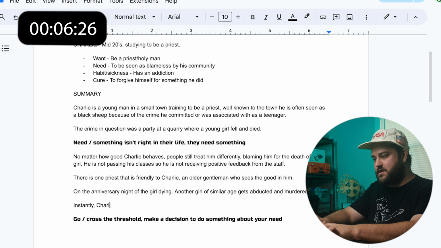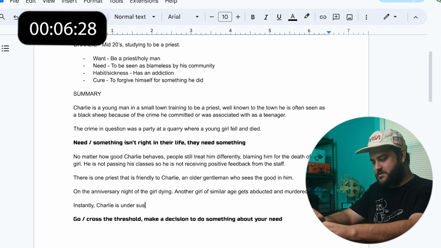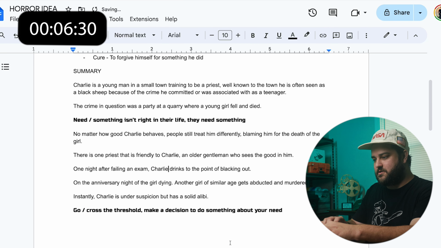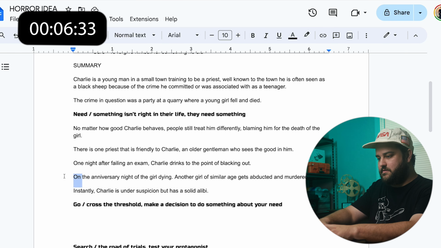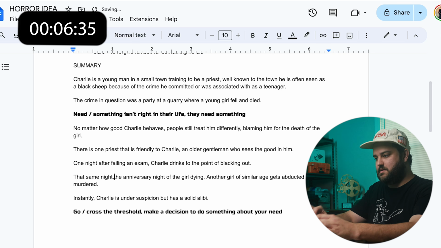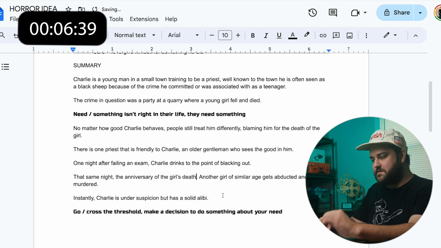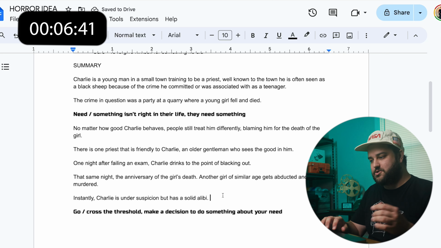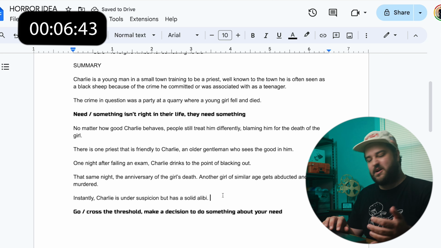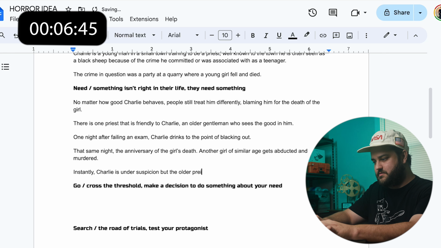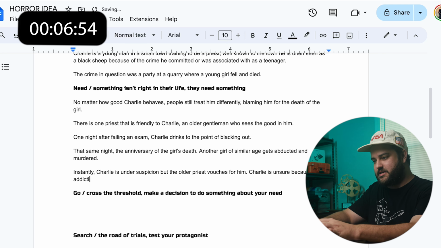instantly, Charlie is under suspicion. Charlie drinks to the point of blacking out on the anniversary of the girl's death. That same night, another girl of similar age gets abducted and murdered. Instantly, Charlie is under suspicion, but has a solid alibi. The older priest vouches for him. Charlie is unsure because of his addiction.